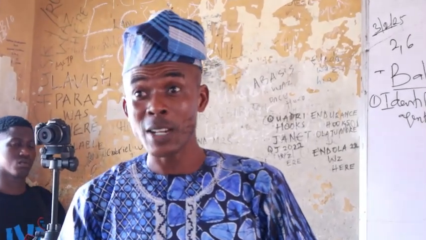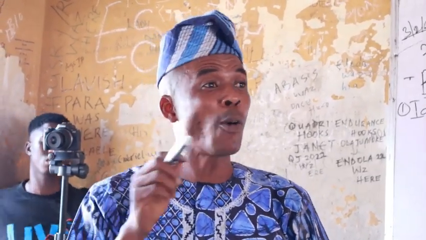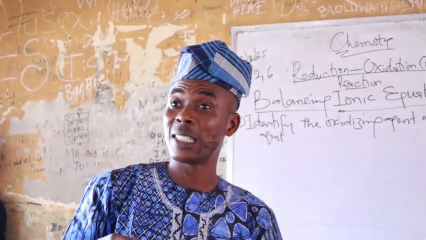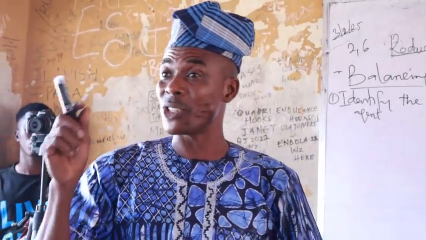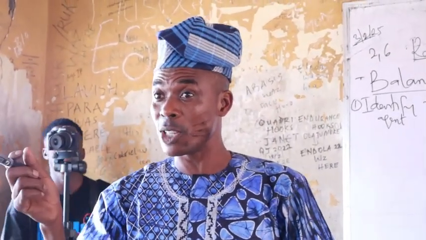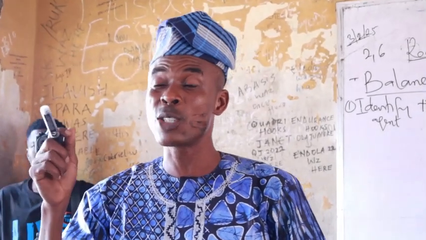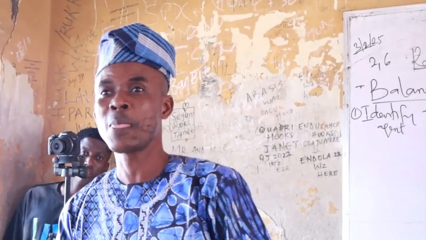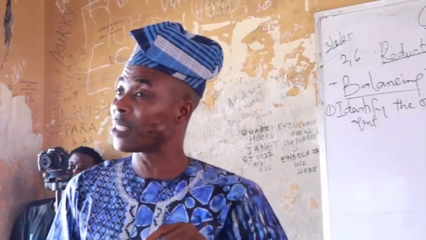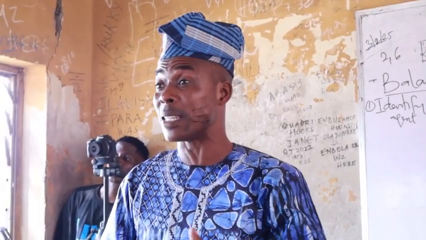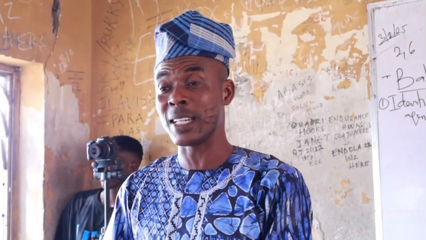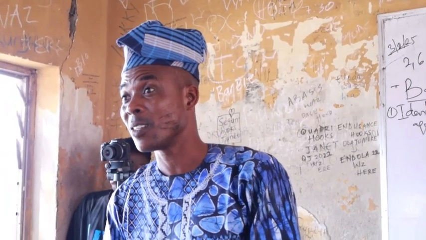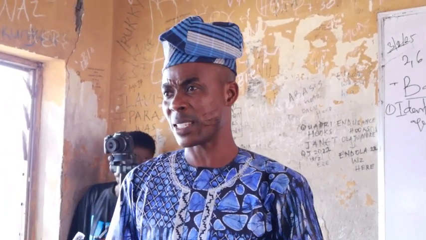And when there is decrease in oxidation number, it shows that that element has gained electron. You will not see how electron is lost or gained. But how will you know that electron is lost or gained? If there is increase in charge, the element loses electron. So is what? A reducing agent. If there is decrease in charge, it shows that the element or the substance gains electron. Then that substance will be what? Oxidizing agent. I hope you understand.